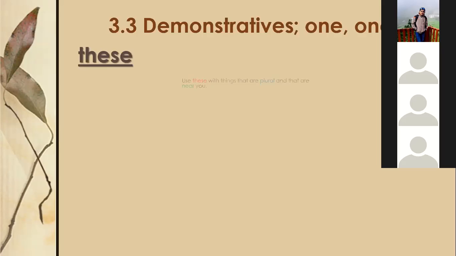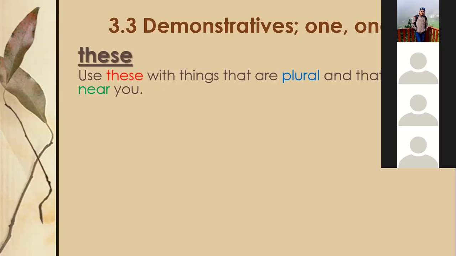This is a demonstrative that we use for plural. Plural things and things that are near you, right? These, plural, right, two. These ties, plural, right? And near, near me, right?